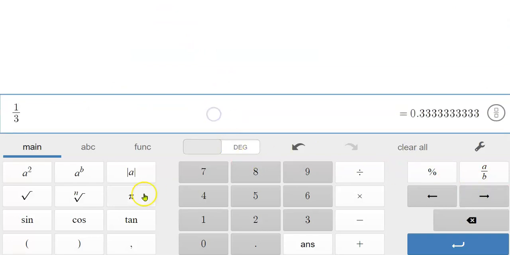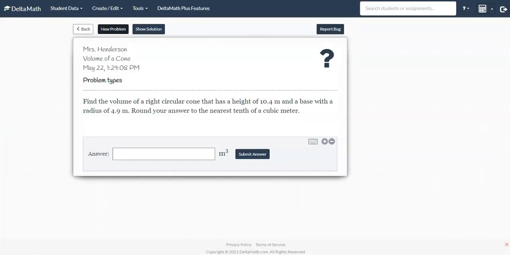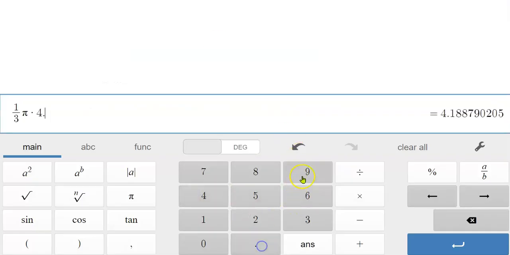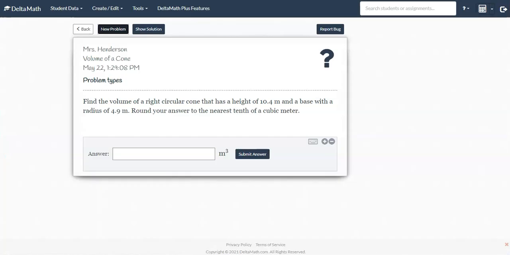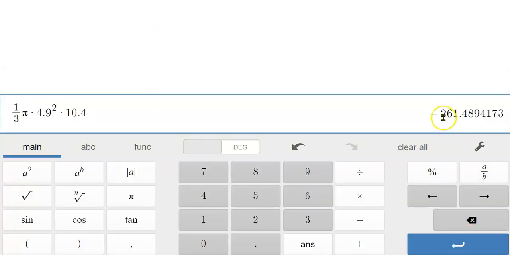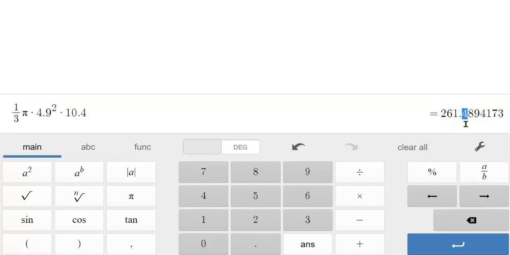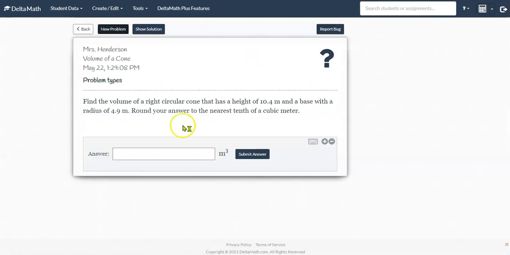1/3 times pi times 4.9 squared times height 10.4. Make sure you're putting your numbers in the right places. Height and height, radius with radius. So 261.5. That's going to round up. See? The 4 is where we stop, but the number next to it is an 8. So 261.5.